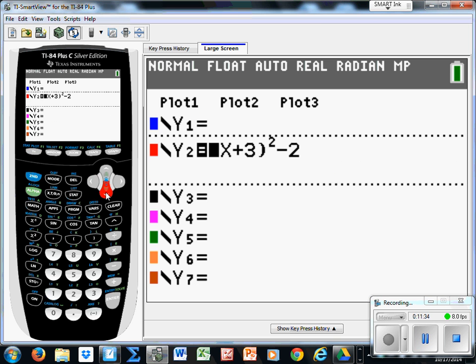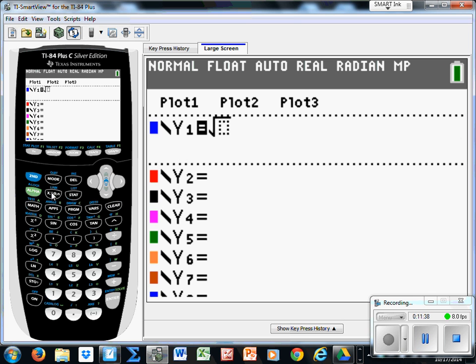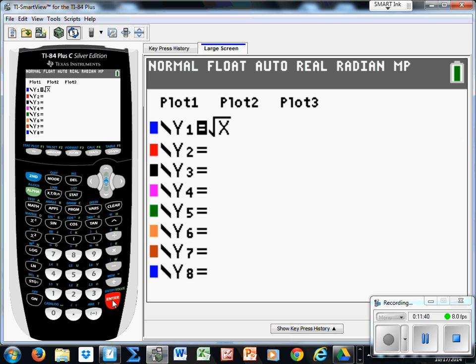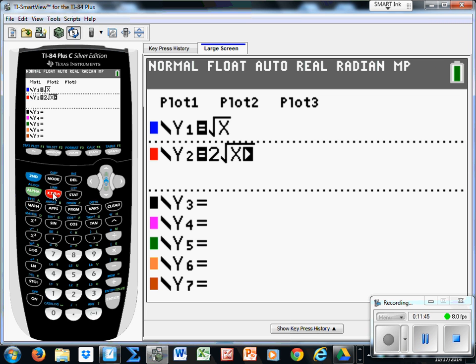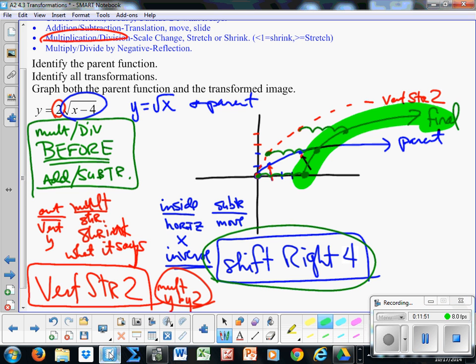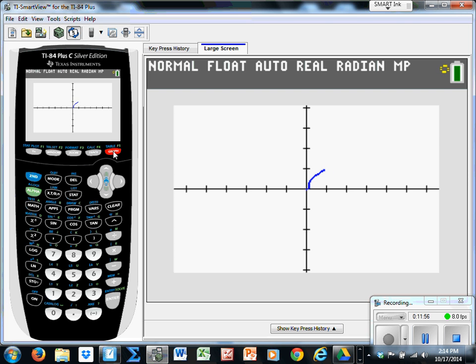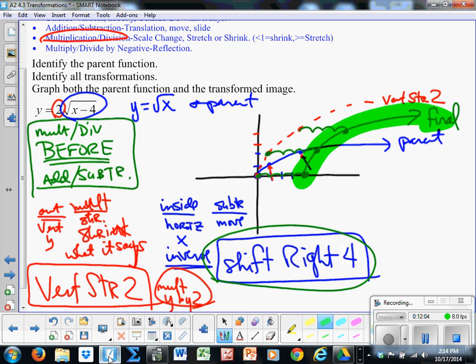Clear, clear. Okay, so square root of x, I believe, was the parent function. I believe it was 2 times the square root of x minus 4. I will double check that before we get too excited about this. 2x minus 4. Awesome. All right, so the blue graph is the original. The red graph will be the new one. Something is not right. Oh, no, that is right. There it is. Yeah, that looks right.